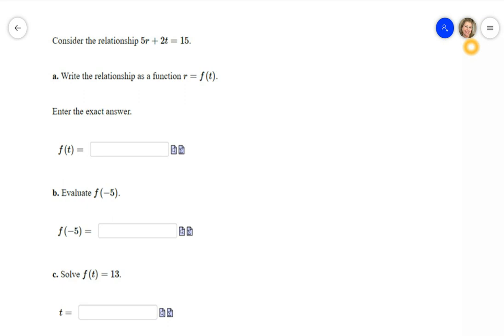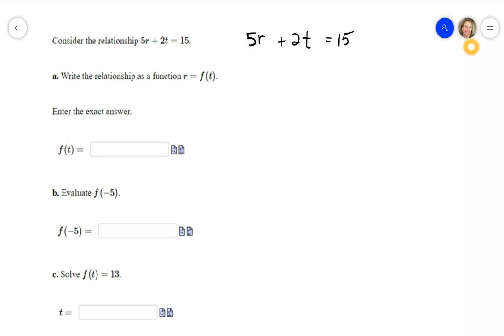Consider the relationship 5r plus 2t equals 15. Write the relationship as a function r equals f of t. That means they want you to solve it for r, because r is the same thing as f of t, meaning you want it to be solved in terms of t. So we are going to start with 5r plus 2t equals 15, and we're trying to solve for r.